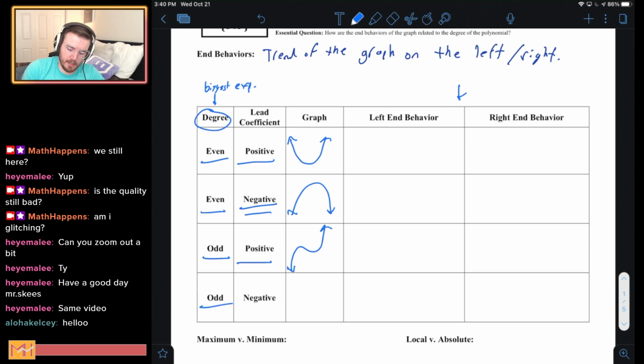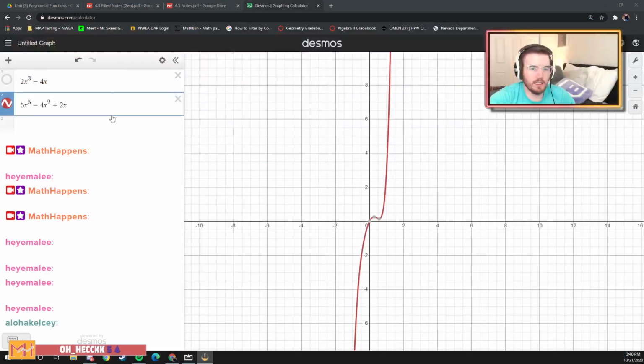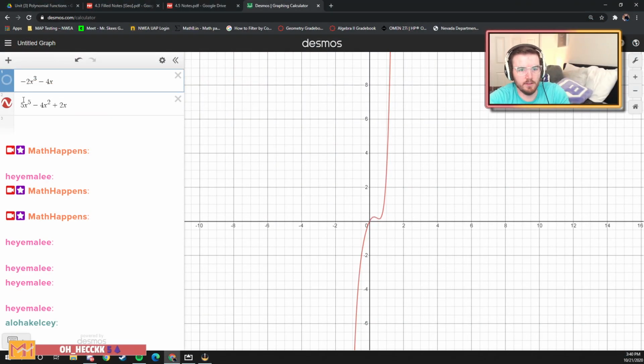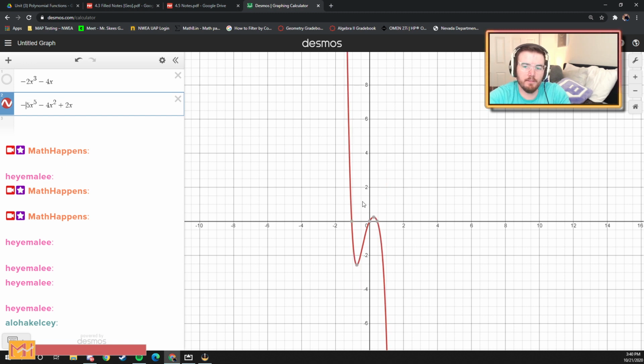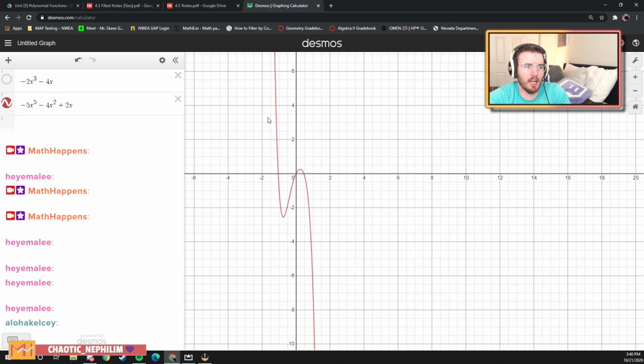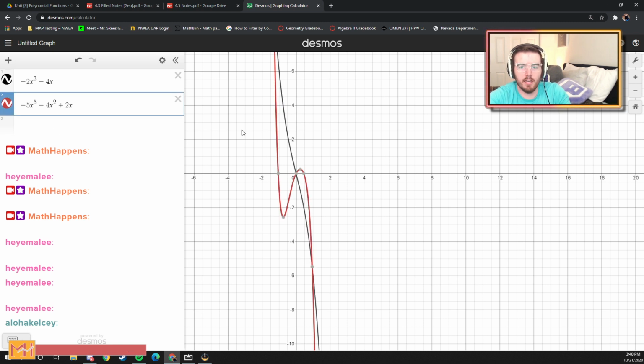And if it's odd and negative, I can just as easily switch these to negatives. And all of a sudden it flipped, and it's starting up and working its way down from left to right.